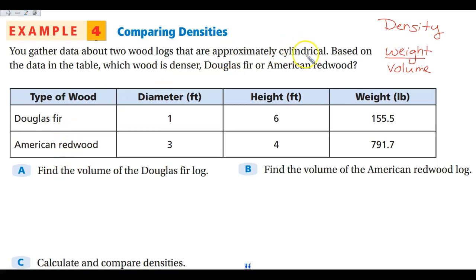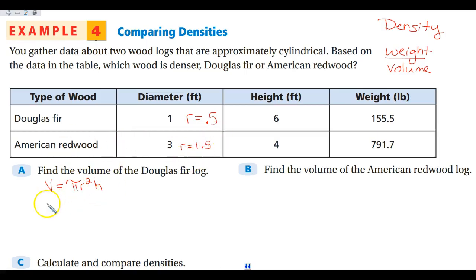Since they're telling us that it's cylindrical, we're going to start with our volume of a cylinder. So volume is pi r squared times height. We're starting with the Douglas fir first. First things first, notice that they give us here that this is diameter. So in this one, if my diameter is 1, my radius is 1/2 or 0.5. It's not going to matter because we're going to end up in decimal anyway, so you can leave it in either format. And our American redwood diameter is 3, so that means our radius is 1.5.